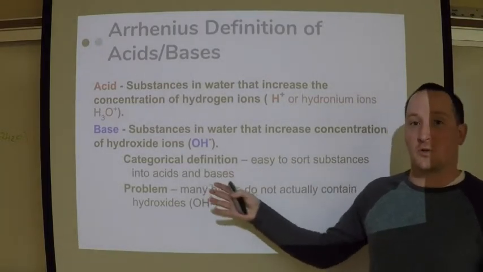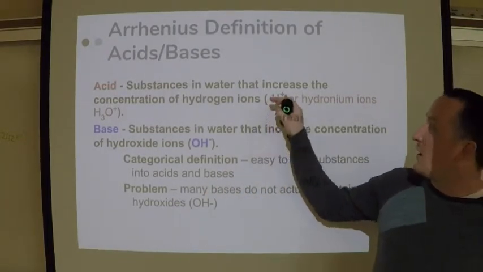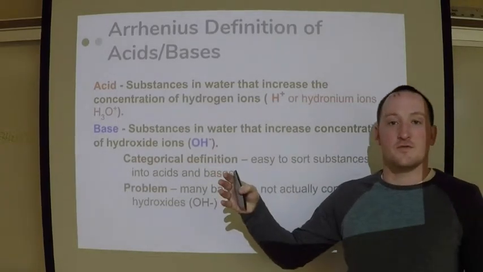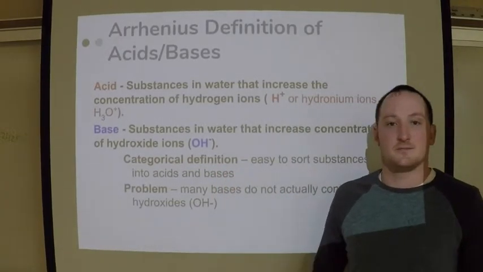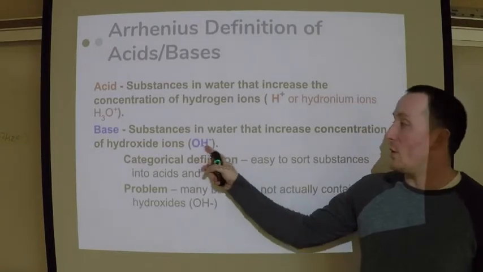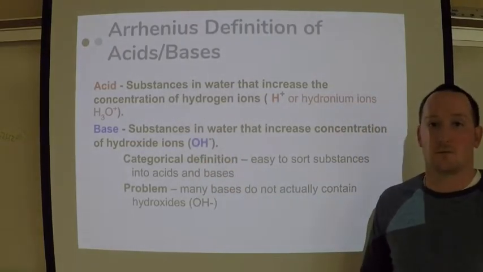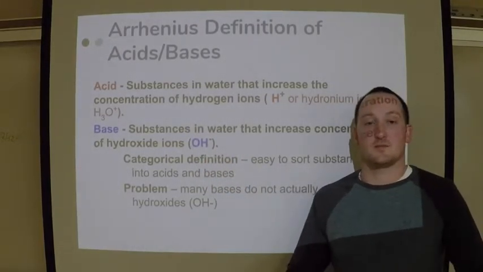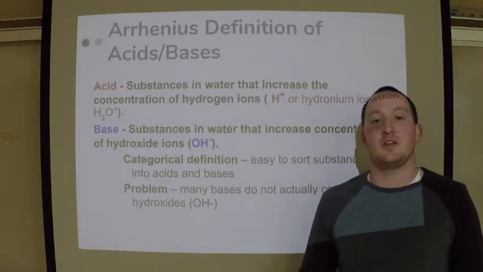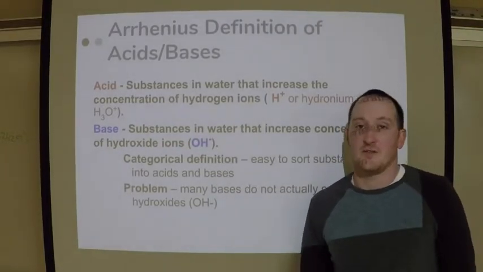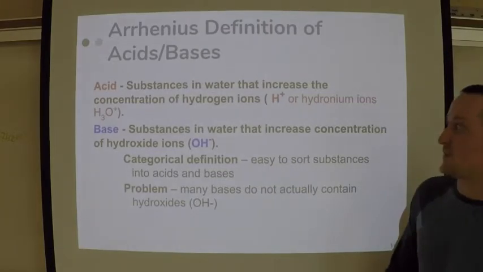Here's basically all it is. We'll look at this a little bit later. If you see hydrogen at the front of a compound, it's an acid. If you see OH at the end of a compound, almost always it's a base. So the acids and bases are really easy to identify using this definition.